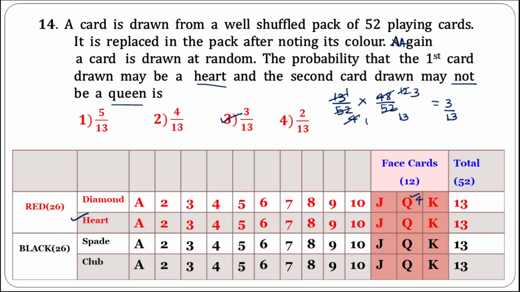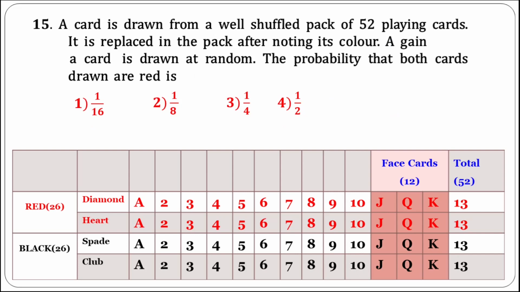Now let's see the next question. Let's see the 15th question. A card is drawn at random from a well-shuffled pack of 52 playing cards. It is replaced in the pack after noting its color. Again a card is drawn at random. The probability that both the cards are red.